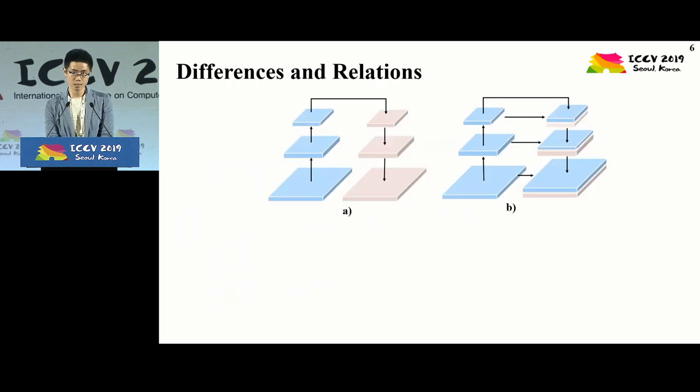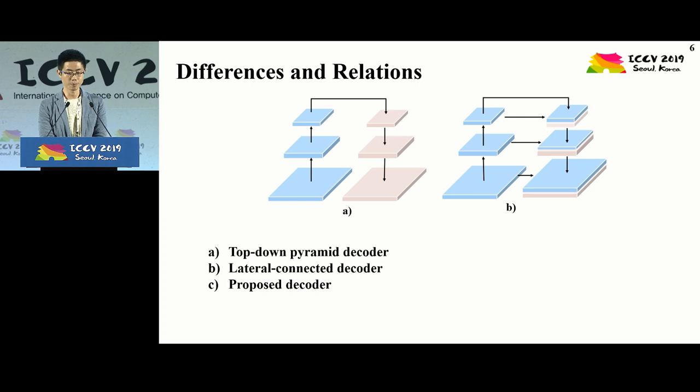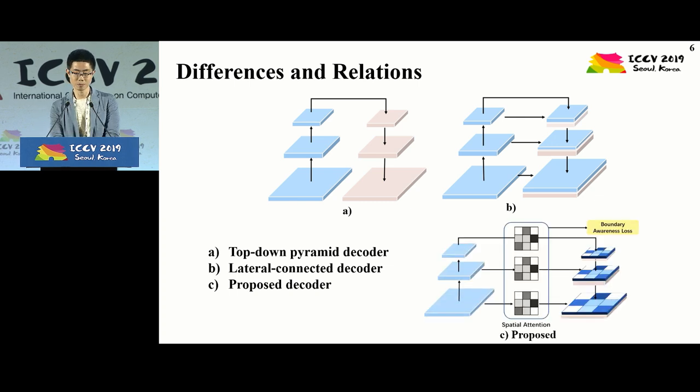For the differences and relations, figure A and figure B are two typical designs: the top-down pyramid decoder and the laterally connected decoder. Different from these decoders, our proposed decoder uses the boundary awareness loss, which is regularized by the part boundaries, and we use spatial attention to enhance the feature representation.